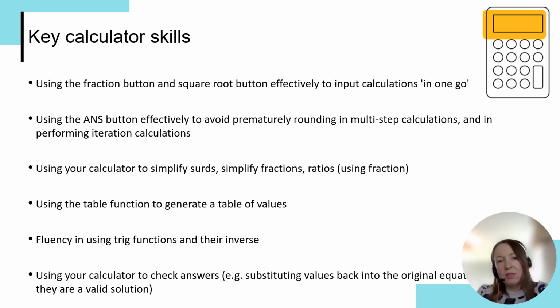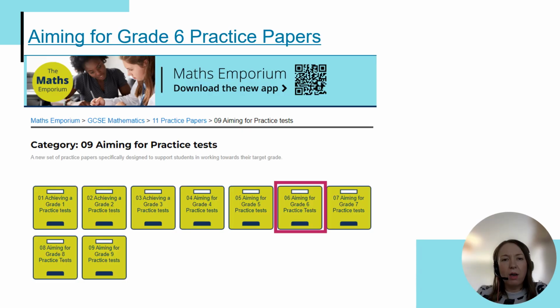They need to be fluent, obviously, in using the trig functions and their inverses, and using their calculator to check answers, so substituting values back into the original equation to check it's a valid solution. And we've already mentioned how we could use the table function to check our nth term for a quadratic sequence. We've got our Aiming for Grade 6 practice papers. These are 30-minute tests with student-friendly mark schemes. It's perfect to do and mark in one lesson.